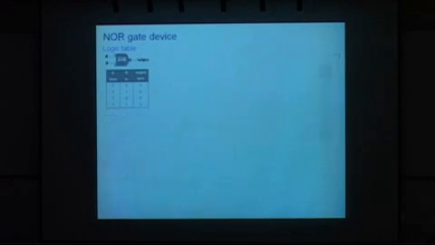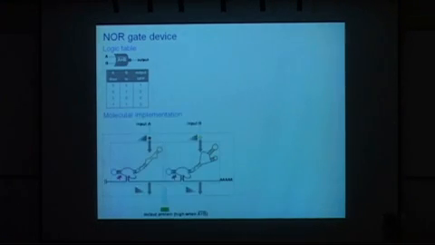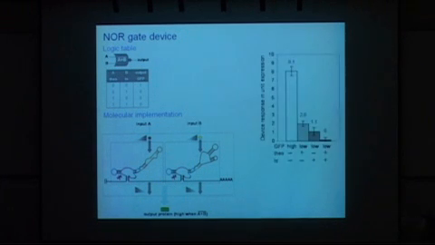We can make a very simple change to this device and now encode 2 inverter gates, right? Instead of 2 buffer gates that respond to 2 different inputs, we would predict that we should now have NOR gate behavior, where gene expression is high only in the absence of both inputs, and that's what we see here.